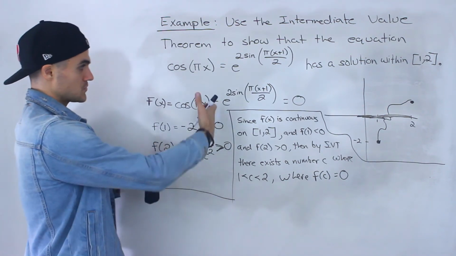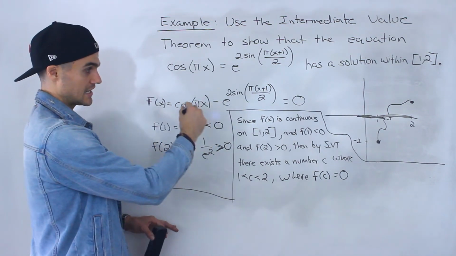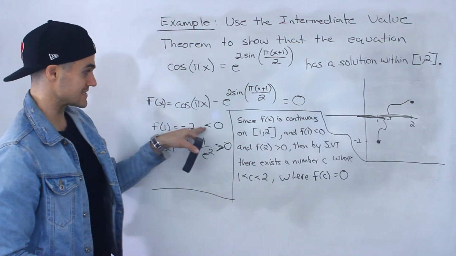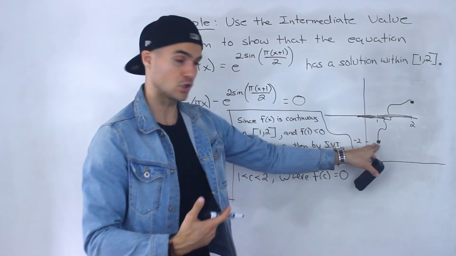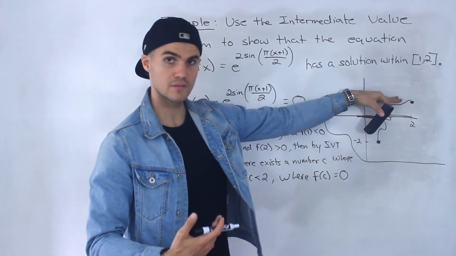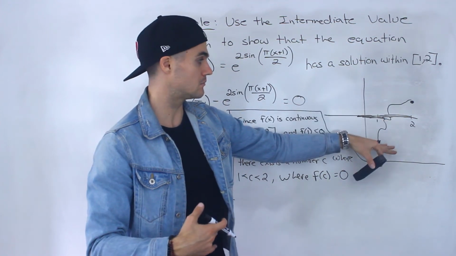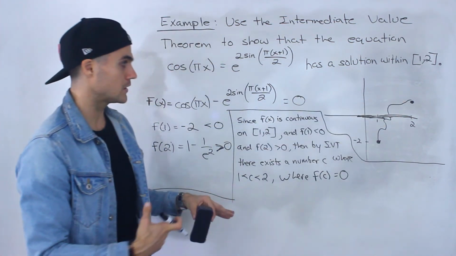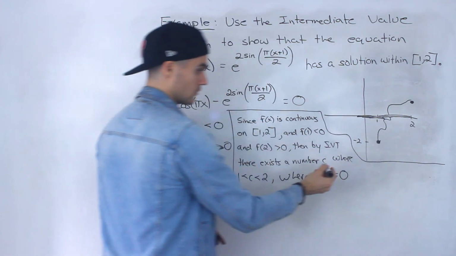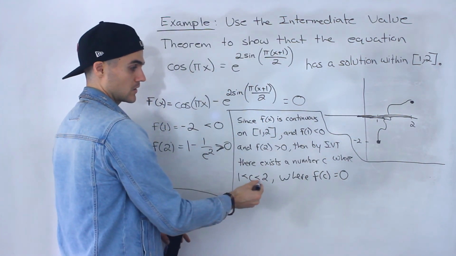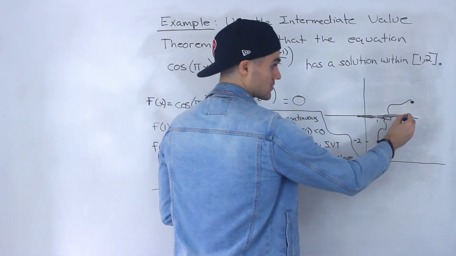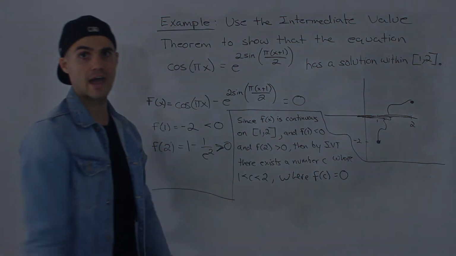Right? So because we showed, number 1, that it was continuous on that interval we're working with, and because f of 1 was less than 0, below the x-axis, and f of 2 was above the x-axis, it's continuous, below, above, then we know that there's an x value in between 1 and 2. I said a number C between 1 and 2, where that function is going to equal 0, where that function is going to cross that x-axis.